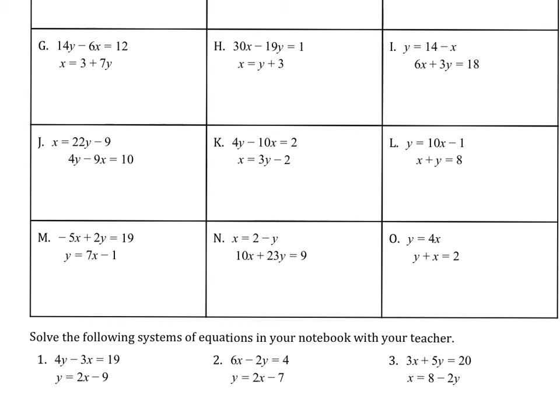Now for letter G, the isolated variable is x, and I'm going to use the first equation to plug it in. In place of x, I use this value 3 plus 7y. Next, I highlighted every variable that is isolated. So all you have to do is plug it into the other equation. All the highlighted ones are the ones that you're going to plug into the other equation.